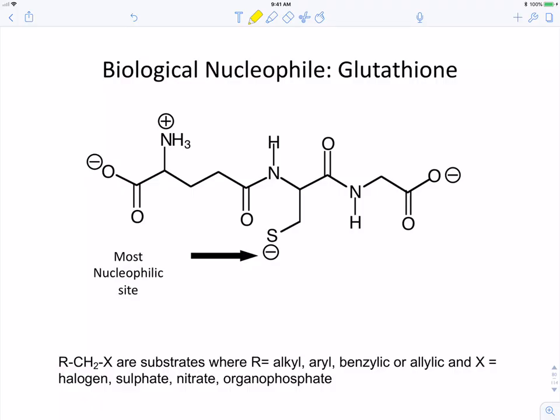Glutathione is basically the main detoxification mechanism for any reactive electrophilic compounds. And so this nucleophile is a sacrificial nucleophile. It protects vital cellular components and acts as a scavenger. The most nucleophilic site is the cysteine. This is a tripeptide, and it's found in most tissues. So after initial conjugation, this is further metabolized.